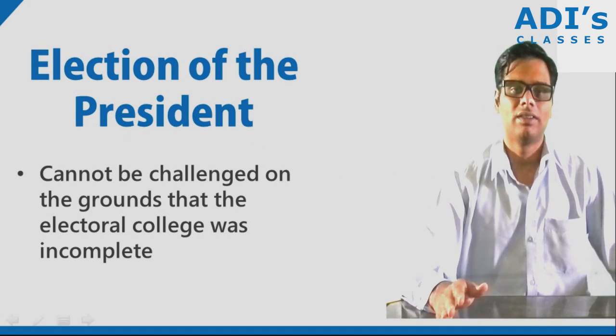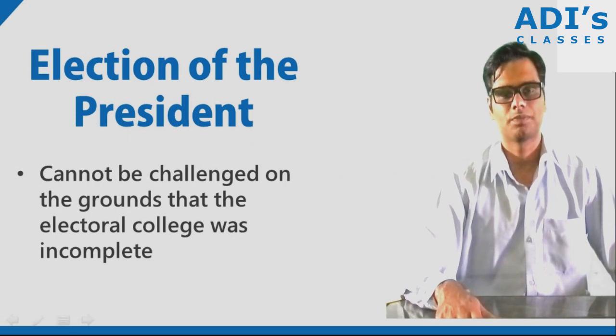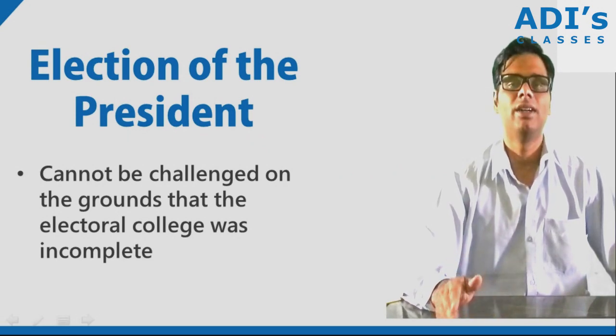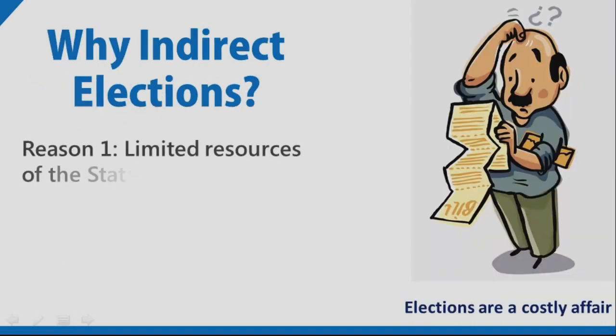So one thing that we know is the president is indirectly elected by both the houses of the parliament. So this is the kind of indirect elections. The question then arises that why was indirect election chosen instead of direct election for the president? This question was also considerably debated in the Constituent Assembly. Let us look at the reason.